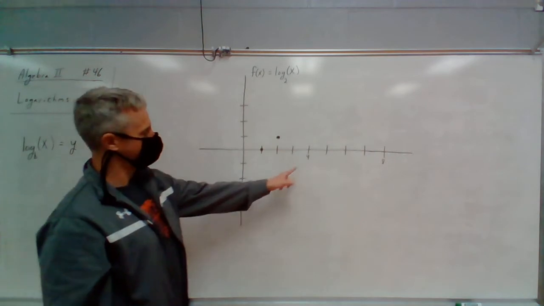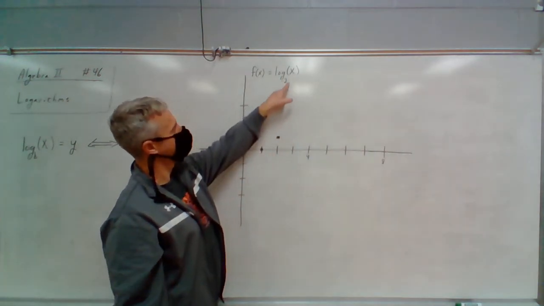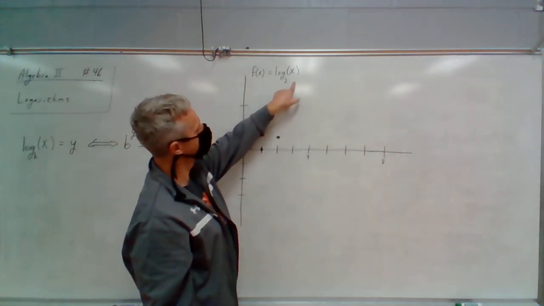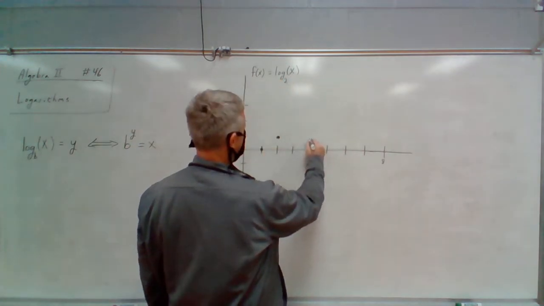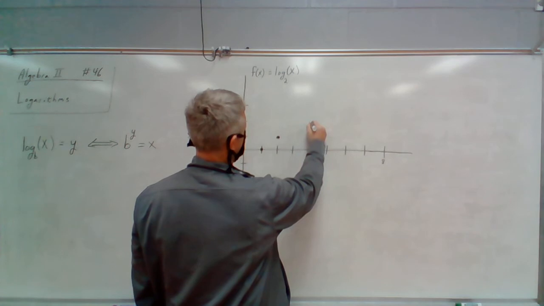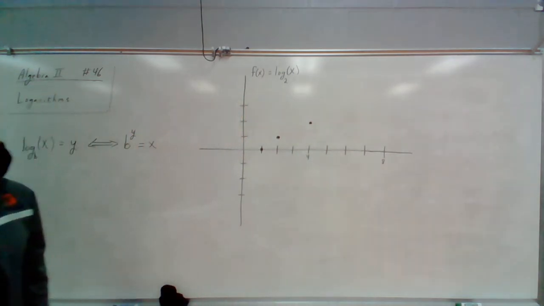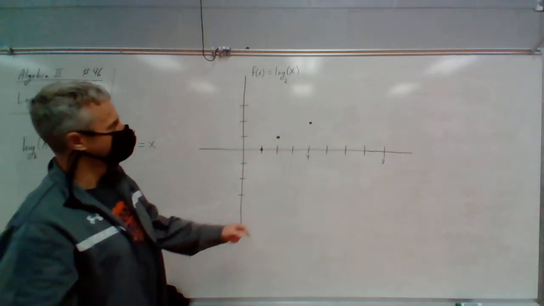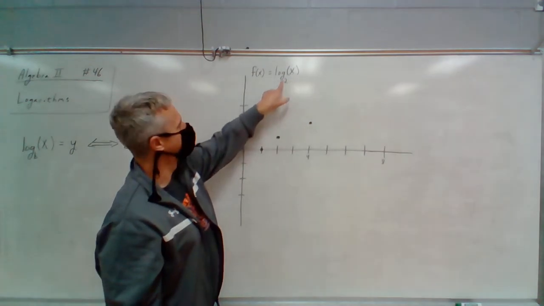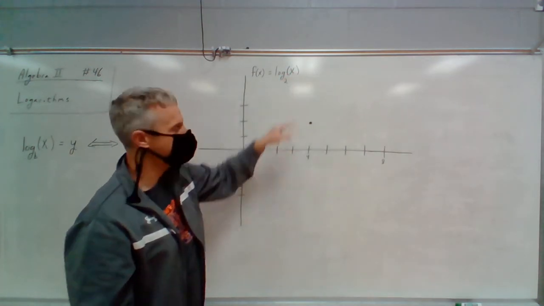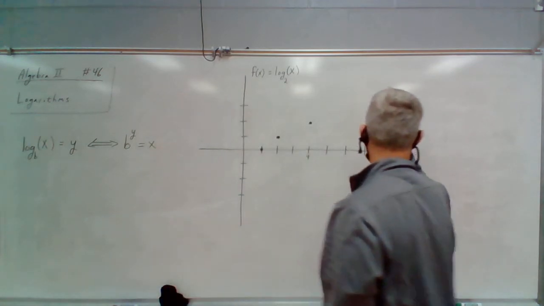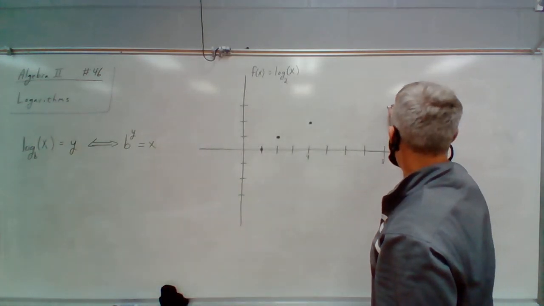Let's put in a 4. So what's log base 2 of 4? 2 raised to what power gives me 4? That would be 2. Let's put in an 8. So if I put an 8 in for x, what's log base 2 of 8? 2 raised to what power gives me 8? That would be 3. So there's that one.